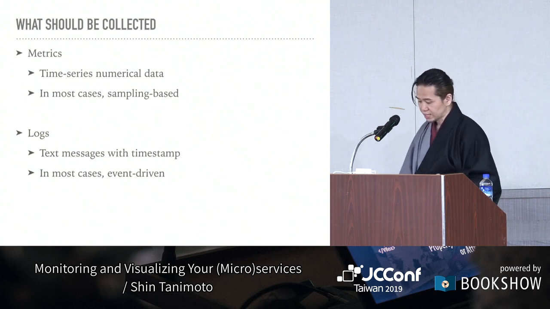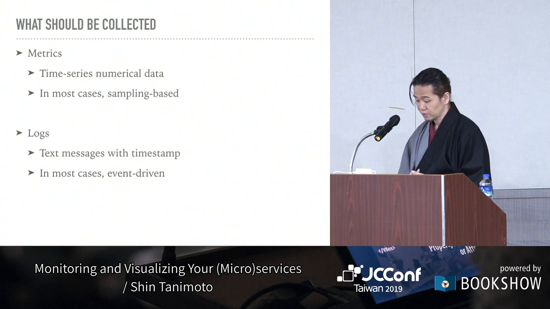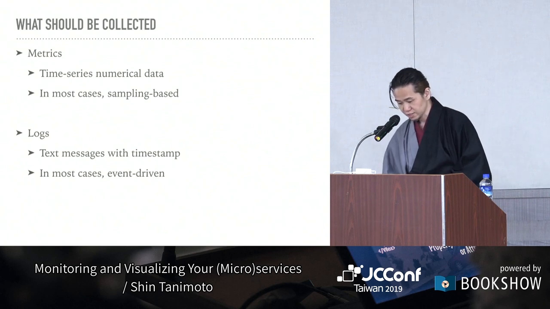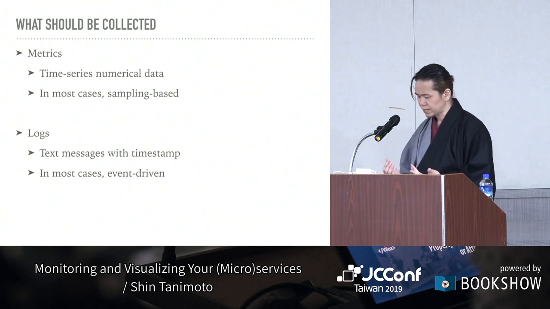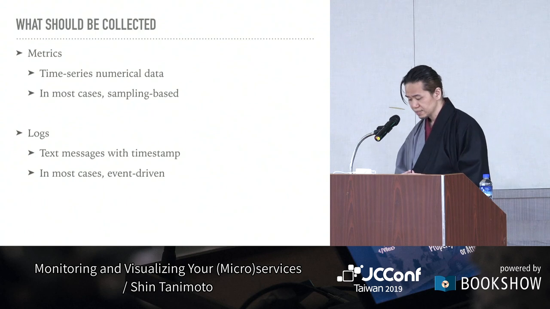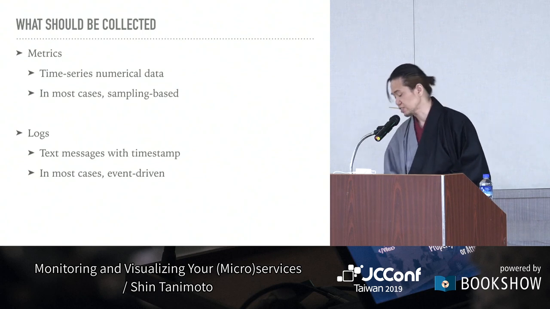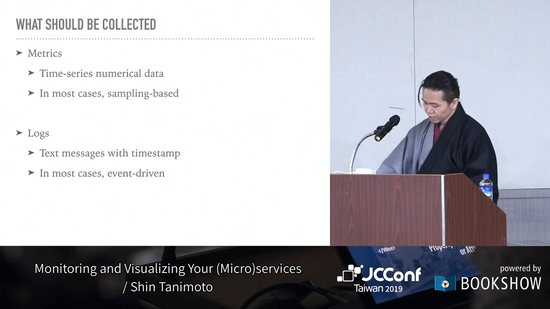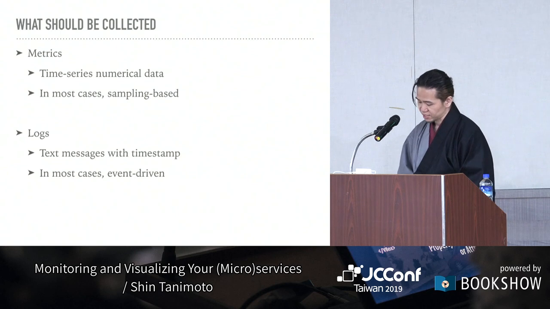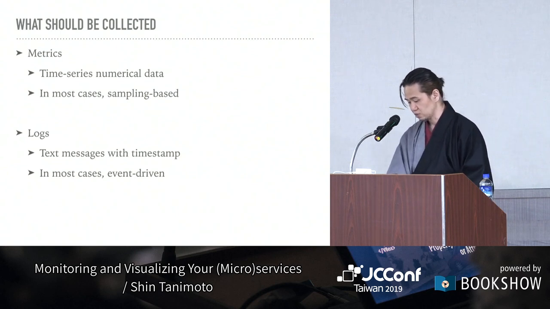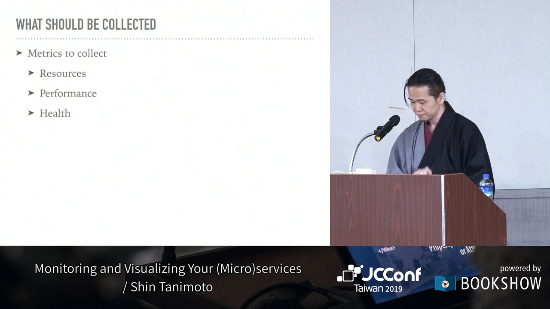And logs, on the other hand, are text messages with a timestamp, such as access logs, GC logs, and application logs. And logs are triggered by some event. The access log is logged for each user access, and the GC log is logged for each garbage collection occurrence. So in general, logs tend to be larger than metrics. The text is larger than numbers, and logging events occur frequently.